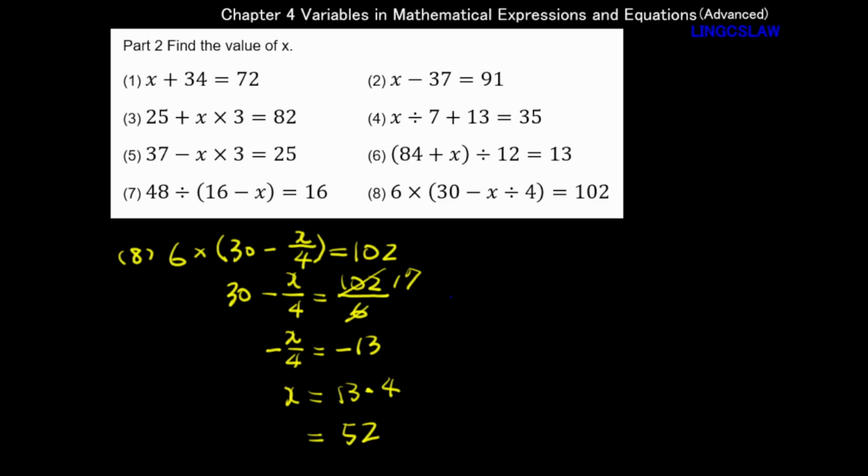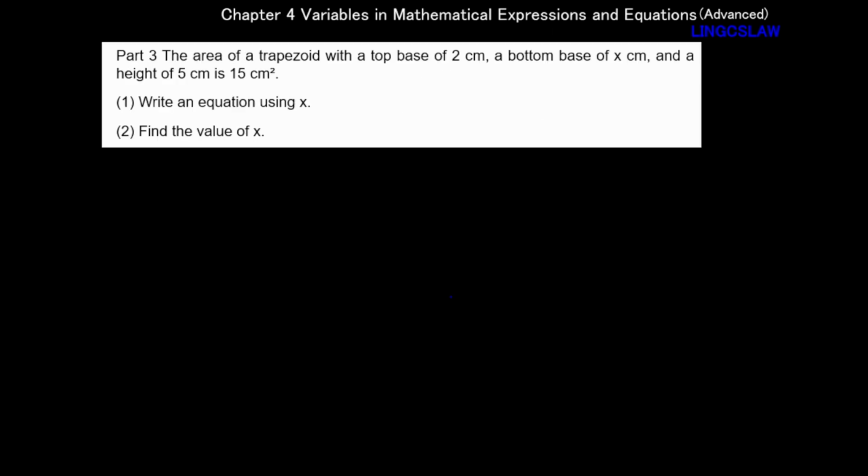Now, part 3. The area of a trapezoid with a top base of 2 centimeters, a bottom base of x centimeters, and a height of 5 centimeters is 15 square centimeters. And number 1, write an equation using x. First, let's write down this diagram. Top base 2 and bottom base x, and height, and this is a trapezoid.